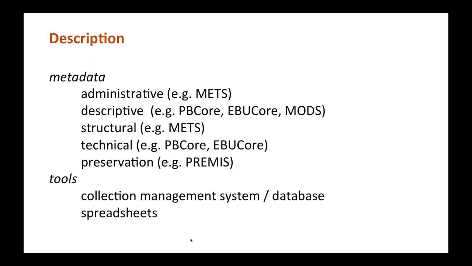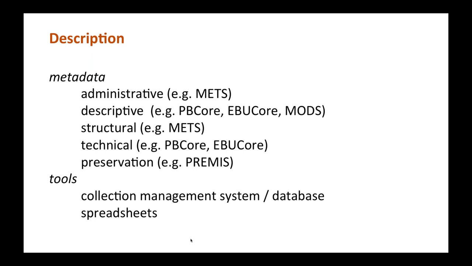So ways that you can manage all this metadata are things like collection management systems, which is just a fancier way of saying a database. But you can also do this as simply with a spreadsheet. So you don't feel like, oh, I have to buy the fanciest collection management system in order to manage my AV materials. There are open source systems available, but even if those are a bit overwhelming, something as simple as a spreadsheet can meet these needs.